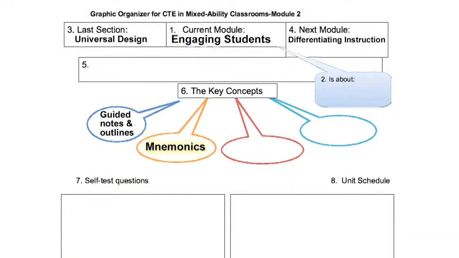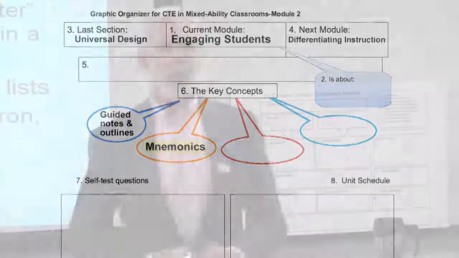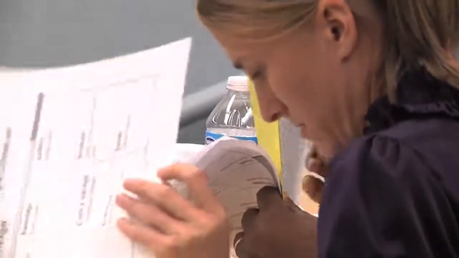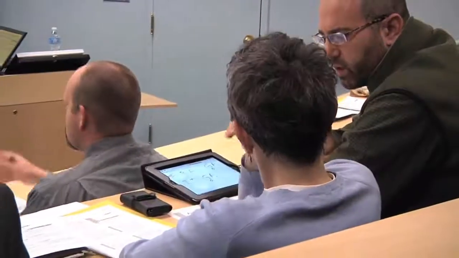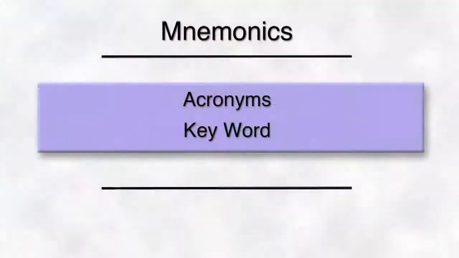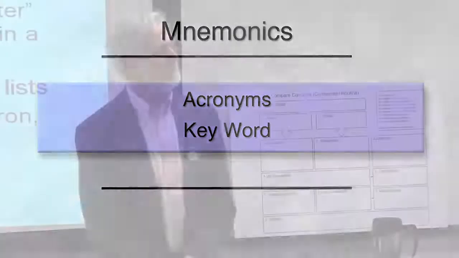The second one is mnemonics. Mnemonics are like the second most powerful evidence-based practice in teaching, and it's a way of engaging people to concepts that may be a little bit more foreign to them. I'm going to talk about two types of mnemonics, and that is acronyms and keyword mnemonics.